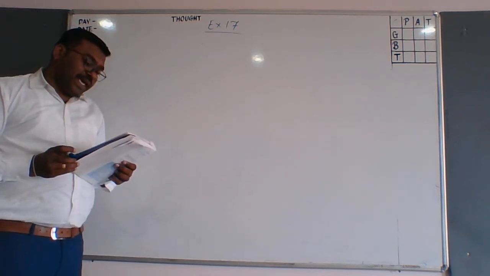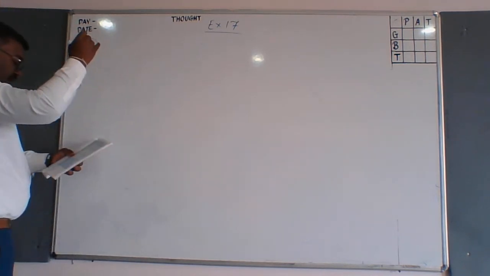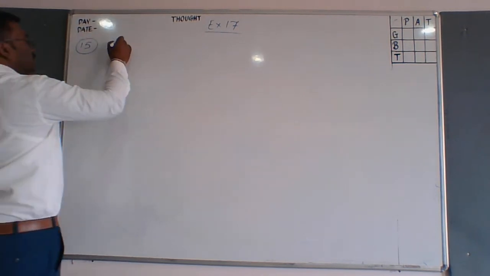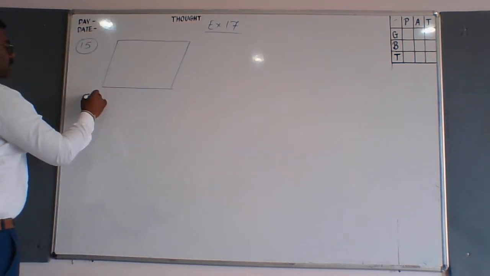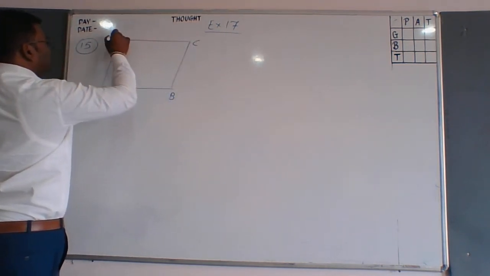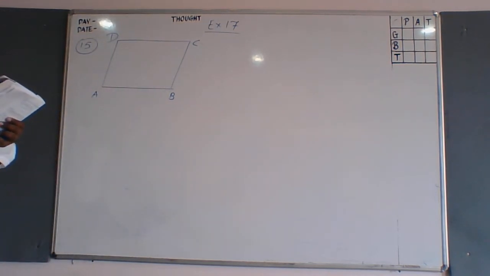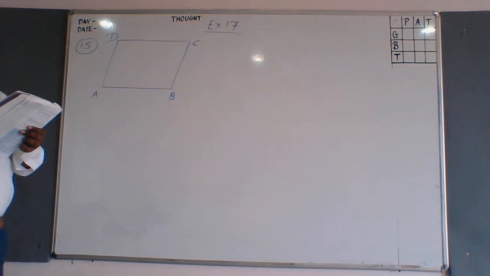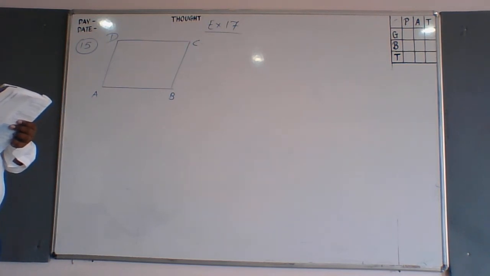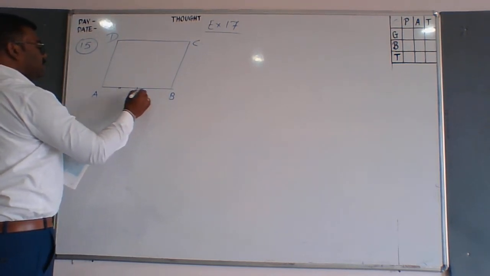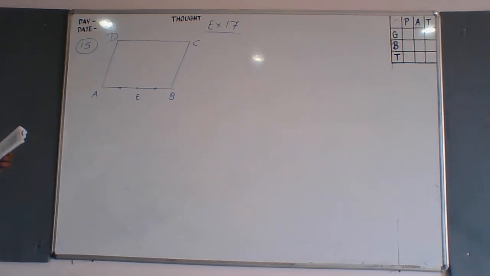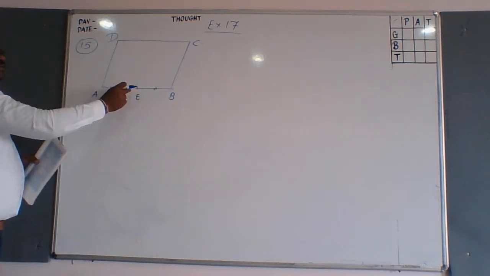In a parallelogram ABCD, once again, since the diagram is not given to us, we have to draw the diagram according to the question given to us. What they are saying: ABCD is a parallelogram in which E is the midpoint of side AB. E is the midpoint of side AB. Correct? This is the point E, the midpoint of AB.